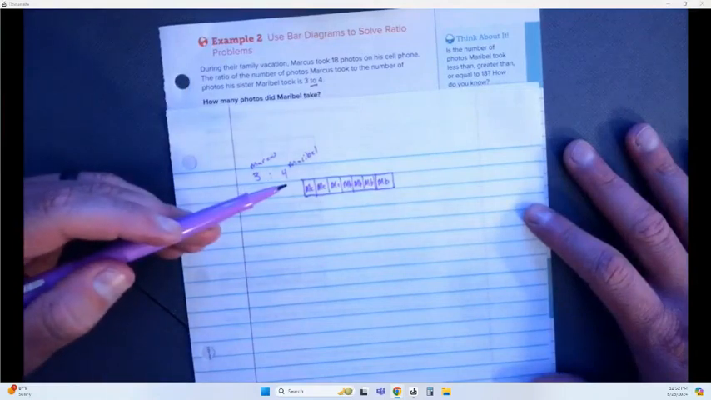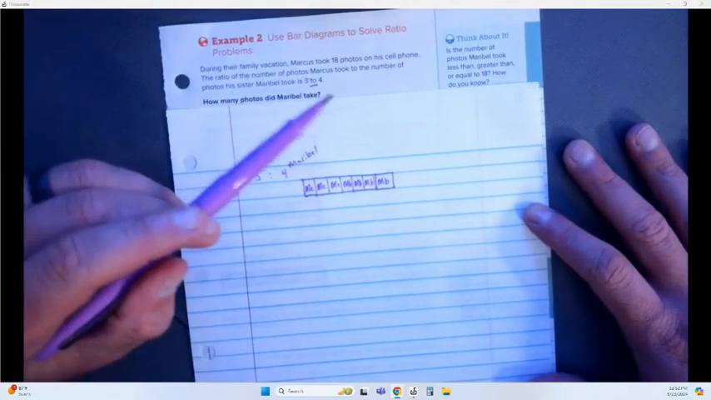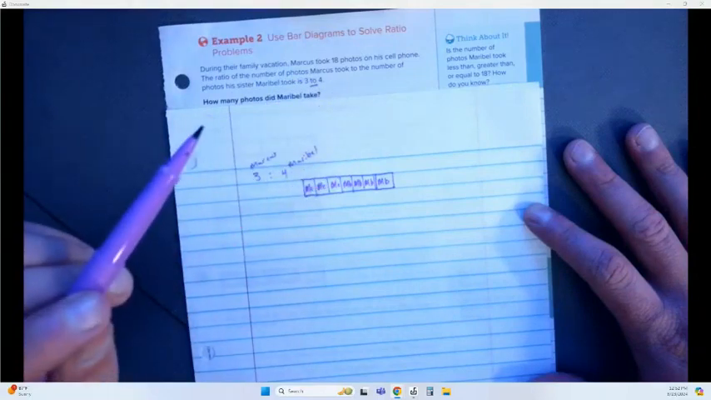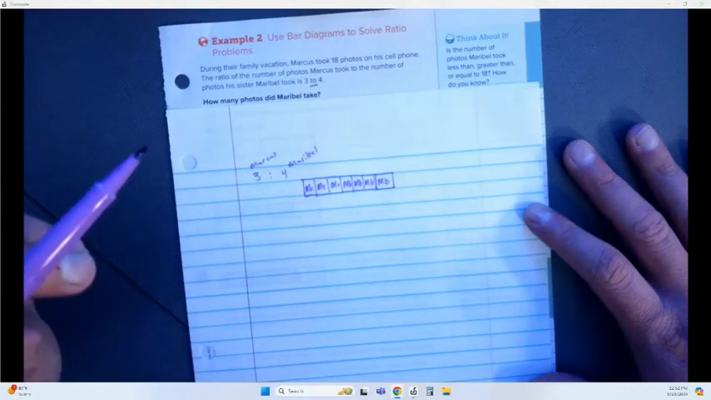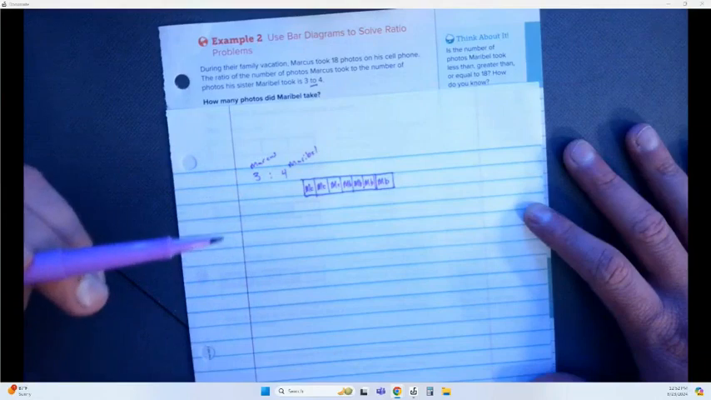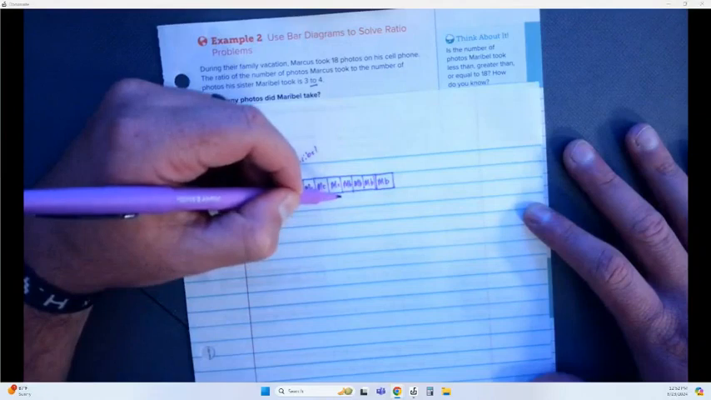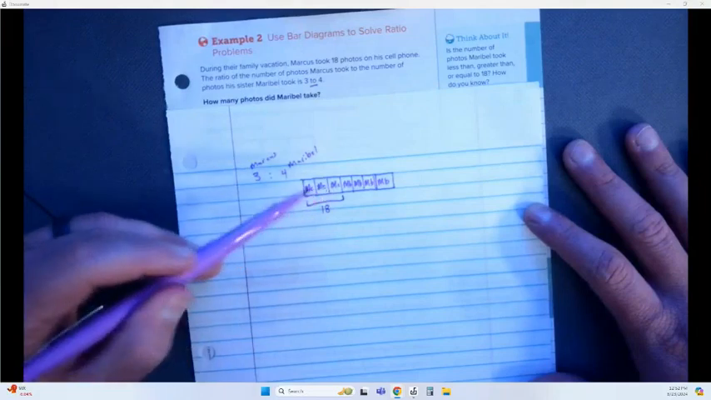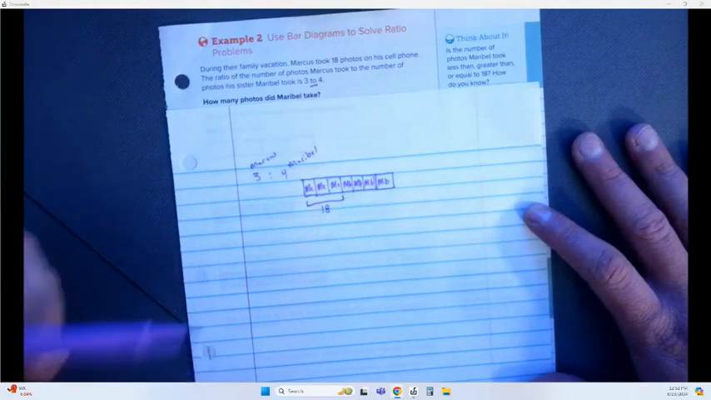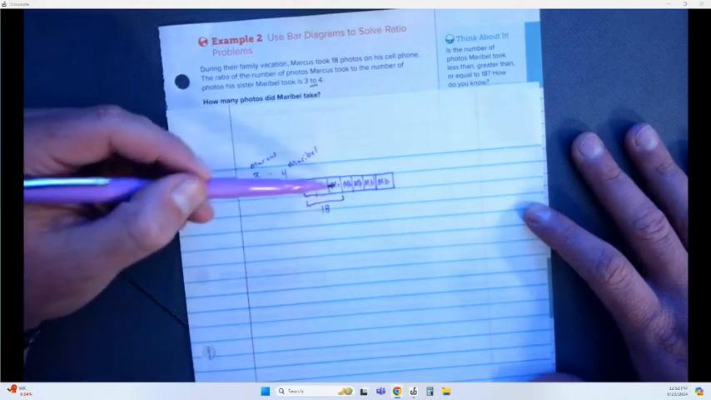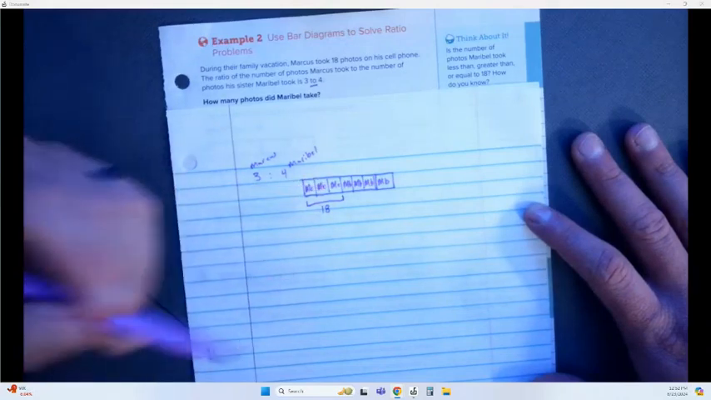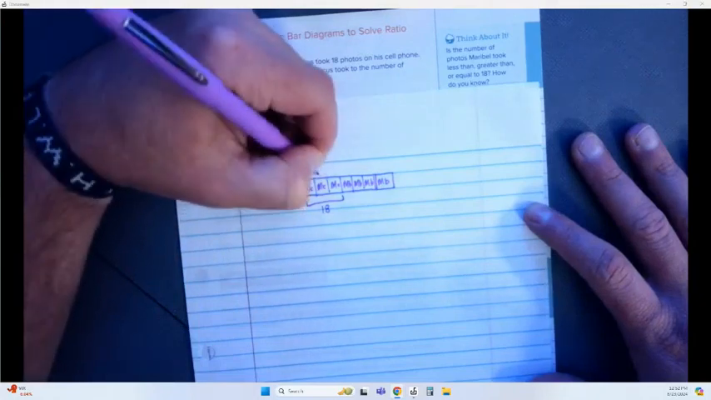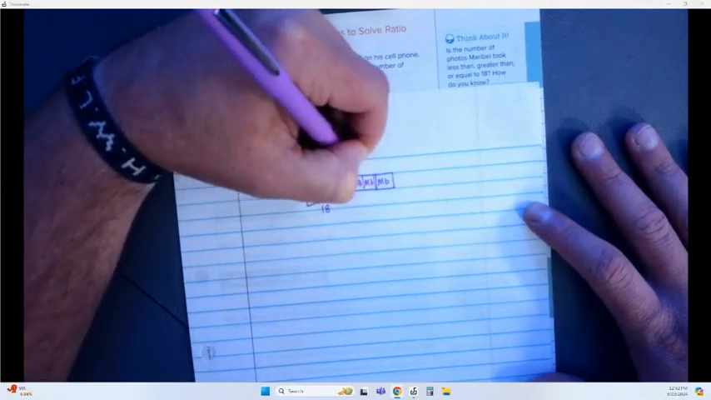with my bar diagram. It tells us up in our word problem, Marcus took 18 photos on his cell phone. The ratio of the number of photos Marcus took to the number his sister Maribel took is 3 to 4. How many photos did Maribel take? Well, we know Marcus took 18 photos altogether. So if Marcus took 18 photos and 3 of the sections are represented by Marcus, how many photos are represented by each individual section? We're going to do 18 divided by 3, which will give me 6. So each individual section is represented by the number 6.